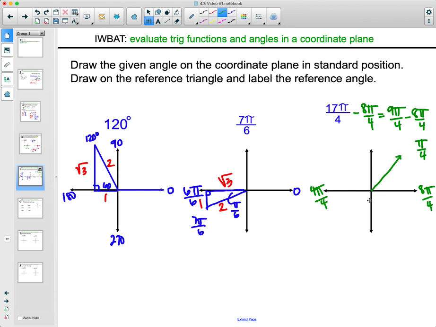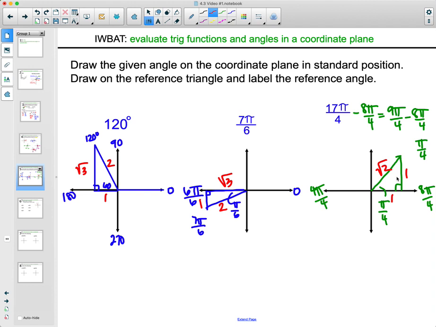You can also go 8 pi, 16 pi, 17 pi over 4 and draw it. The important thing is that you know that it ends in this first quadrant, and this angle right here is a pi over 4 angle. So then label these sides. This is a 45-degree angle, so across from that would be a 1, 1, square root 2.